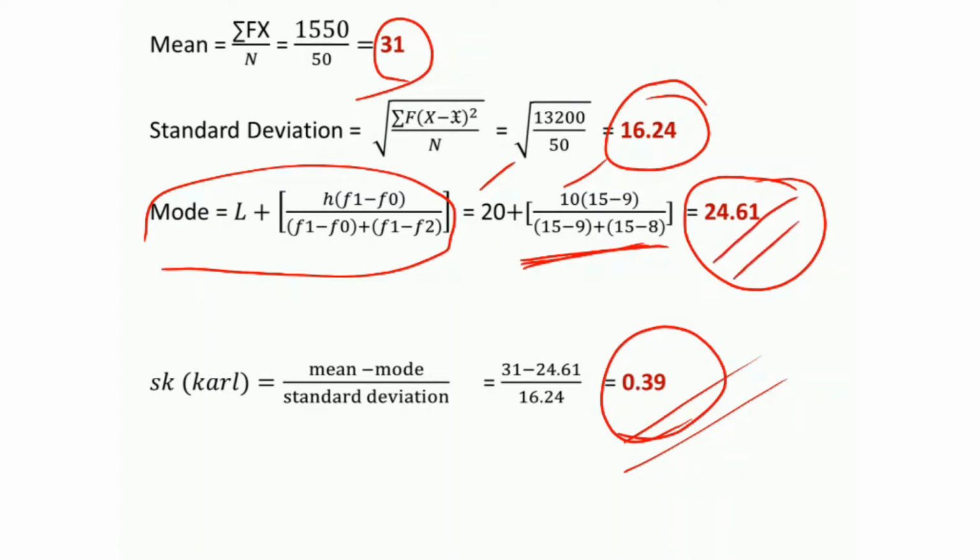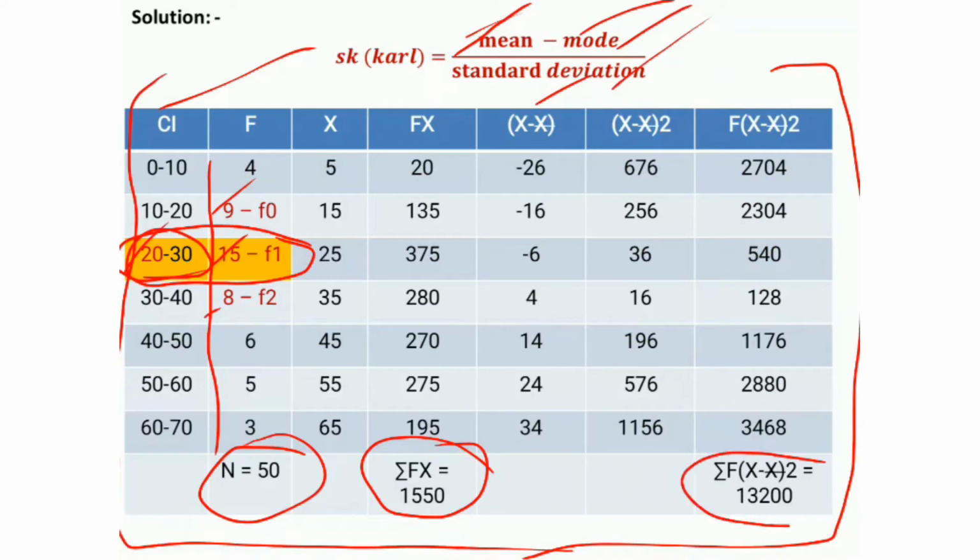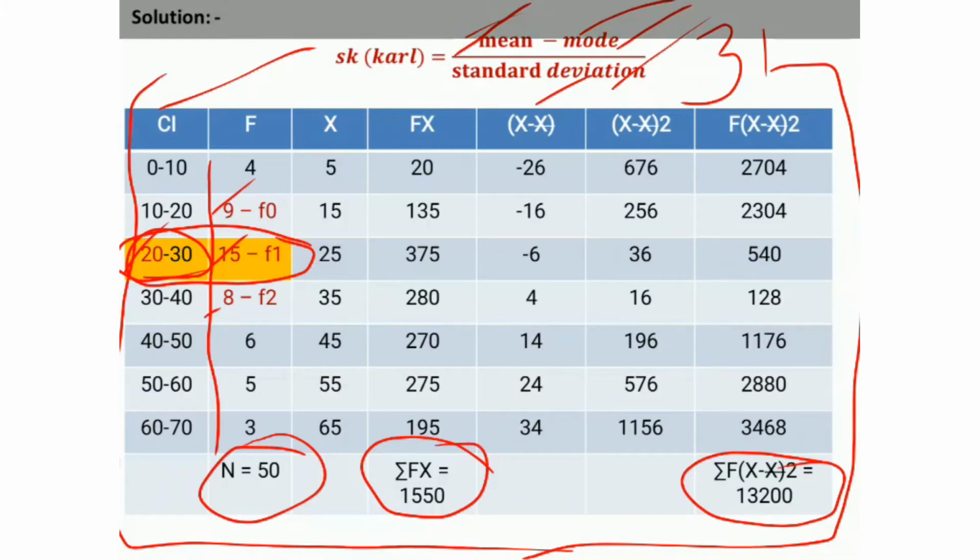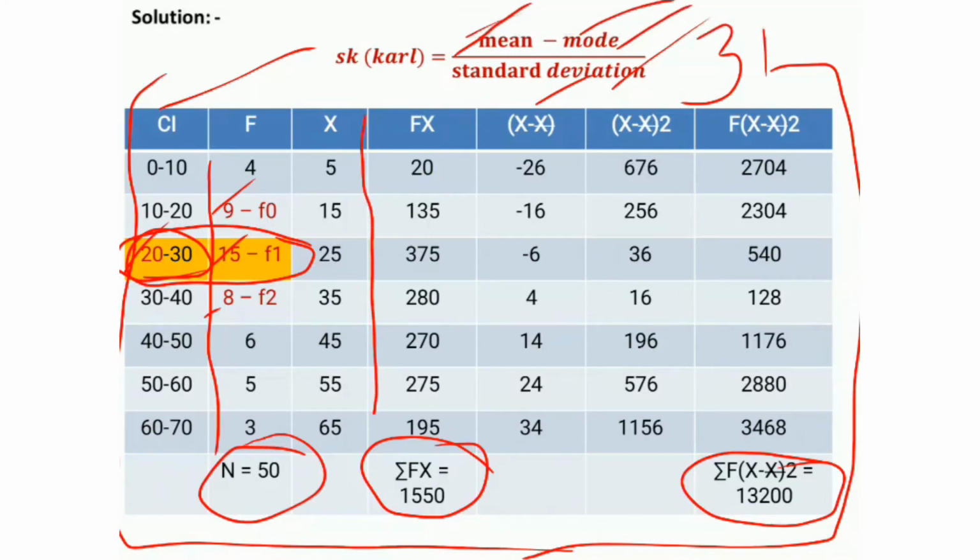For standard deviation, you need to find the summation of f into (x minus x mean) whole square. To get that value, you have the mean as 31. Each value of x should be subtracted from 31. For example, 5 minus 31 is minus 26, 15 minus 31 is minus 16. After getting all the values, just square them. Squaring, 26 into 26 is 676, 16 into 16 is 256, 6 into 6 is 36.